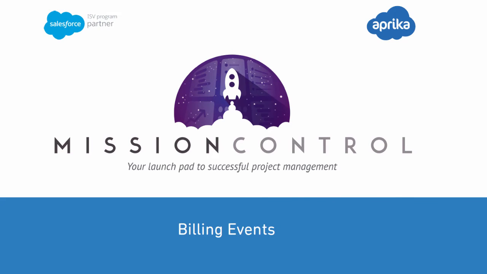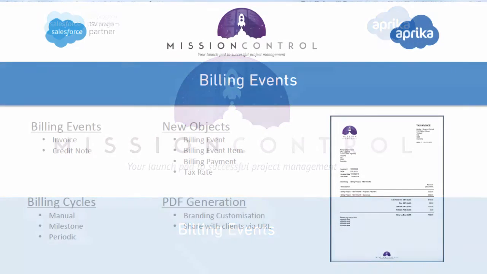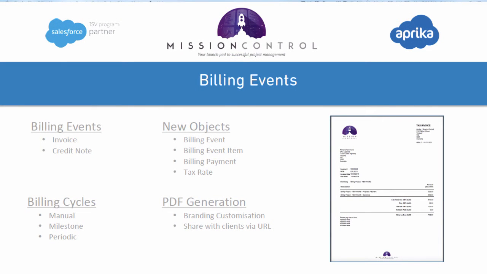We're now going to take a look at another exciting new feature that we've got coming in this release. That's billing events. So Mission Control now enables you to raise billing events related to your projects. A billing event is ultimately an invoice or a credit note. There's a number of new objects that have been added to Mission Control to support you being able to raise invoices and credit notes and log payment receipts against your projects.